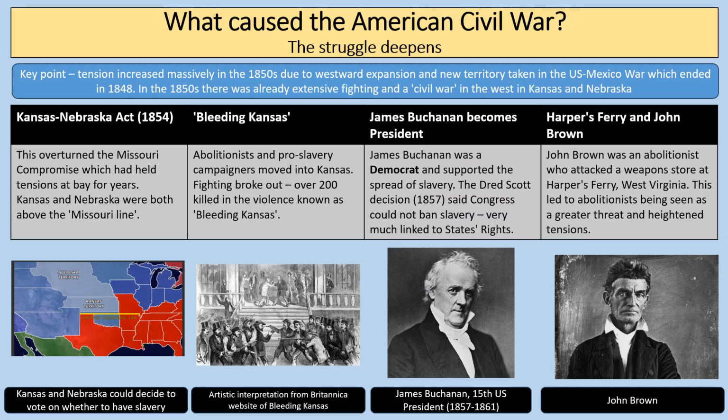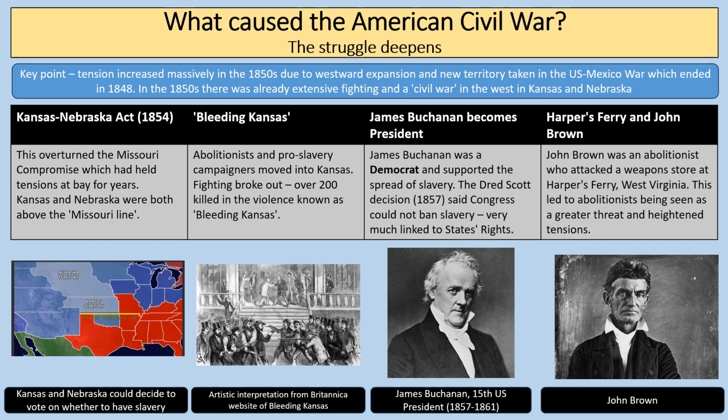So the struggle deepened in the 1850s. This is more of the short-term cause of the American Civil War, but still very much linked to slavery. The key point here is that tension increased massively in the 1850s due to westward expansion, with new territory that had been taken in the US-Mexico War, which lasted from 1846 to 1848. These were territories that would later become places like Nevada and New Mexico, for example.